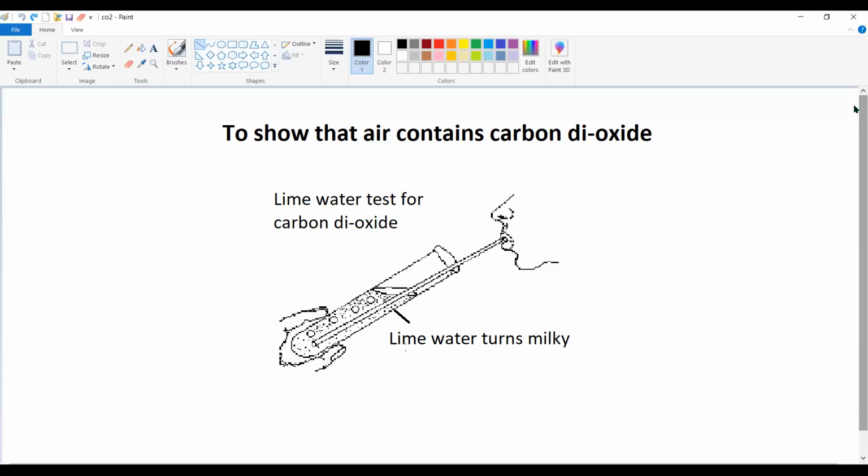Lime water is an aqueous solution of calcium hydroxide. Carbon dioxide reacts with lime water to form white insoluble calcium carbonate, which gives a milky white appearance to the solution.